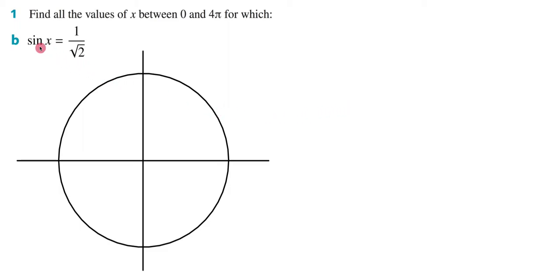Alright, so we are now answering question 1b from exercise 14h, which is asking us to find all the values of x between 0 and 4 pi for which sine of x equals 1 over the square root of 2.